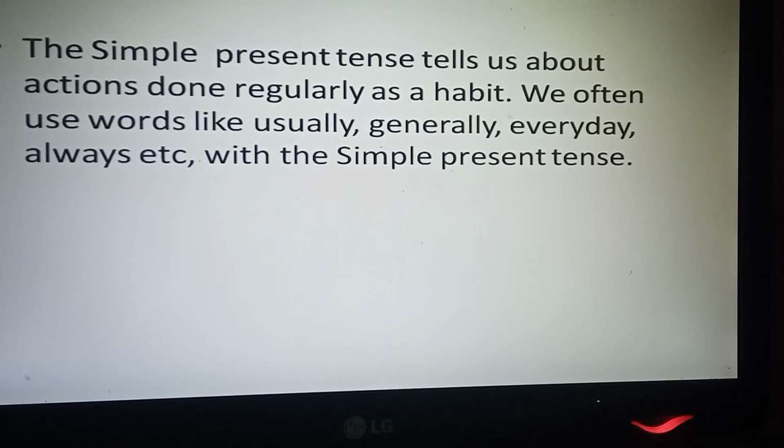Does anyone remember what we actually do daily at home? When we get up in the morning, we take a bath. Yes, daily we take a bath. Then we eat our breakfast. Then we are ready for our other work. So that is simple present tense. Now we are going to learn more about simple present tense.